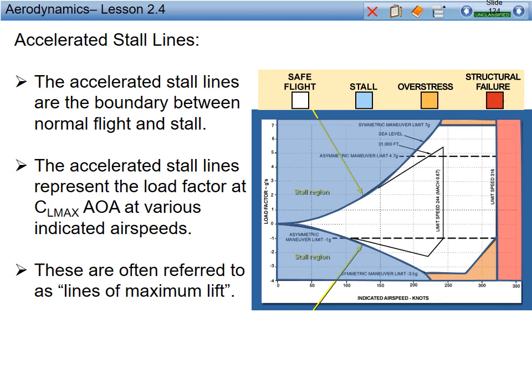These are often referred to as lines of maximum lift, because if I try to pull more than 2 G's at 125 knots, my airplane will stall. It is also an advantageous zone because inside of this zone, I will not be able to overstress my aircraft.